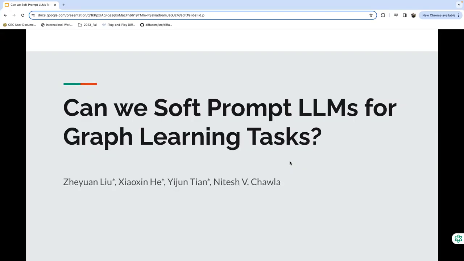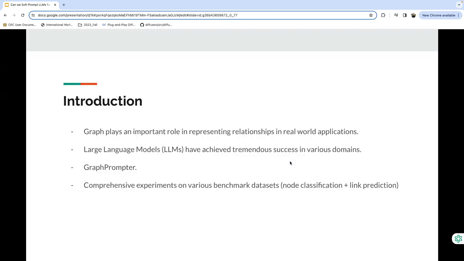So today I will present our paper, Can We Solve Prompts Large Language Model for Graph Learning Tasks? Graphs play an important role in representing complex relationships in real-world applications such as social networks, biological data, and citation networks. In recent years, large language models have achieved tremendous success in various domains, which makes applying large language models to graphs particularly appealing.